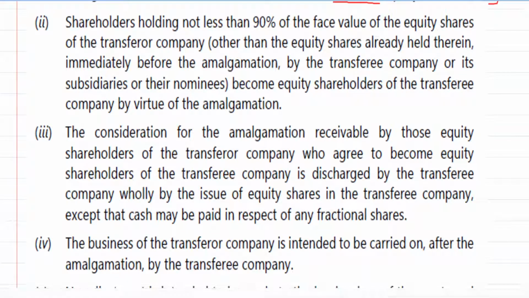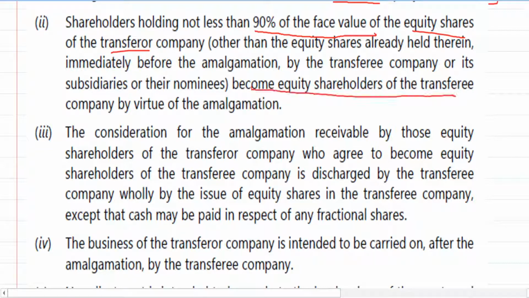Yes, in the second condition, they are saying shareholders holding not less than 90% of the face value of equity shares of the transferor company, other than equity shares already held immediately before the amalgamation by the transferee company or its subsidiaries or its nominees. Forget about that. They are saying they become equity shareholders of the transferee company. Transferor company is your selling company, and transferee company is the purchasing company.